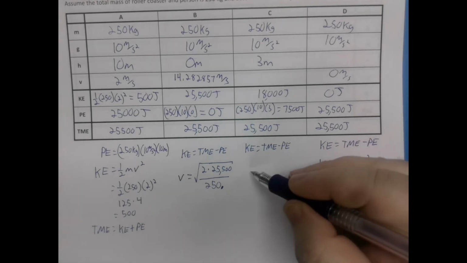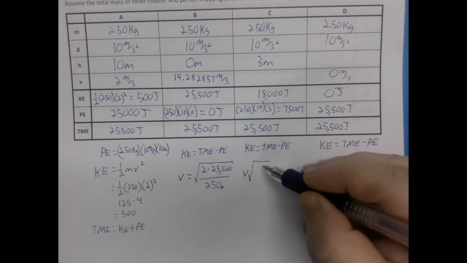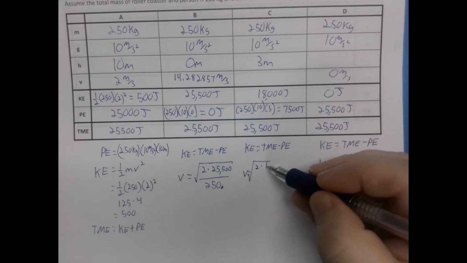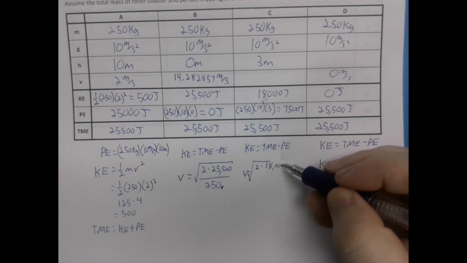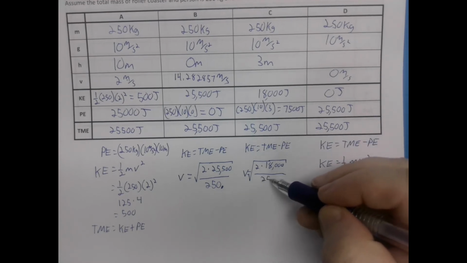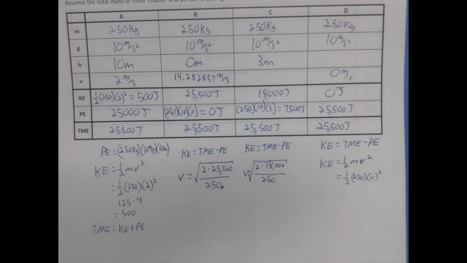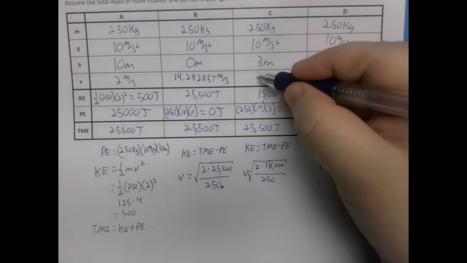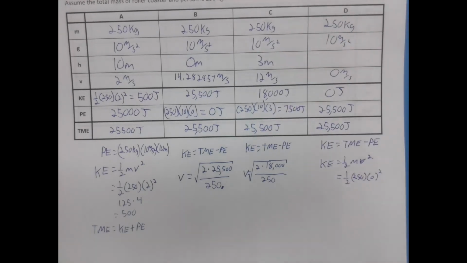So coming over here for C, we can solve for the velocity the same way. Velocity is equal to the square root of 2 times the kinetic energy, 18,000, divided by the mass of 250. If you put that in the calculator, you get 12 meters per second. So I'll give you a little bit to work on D, the height.